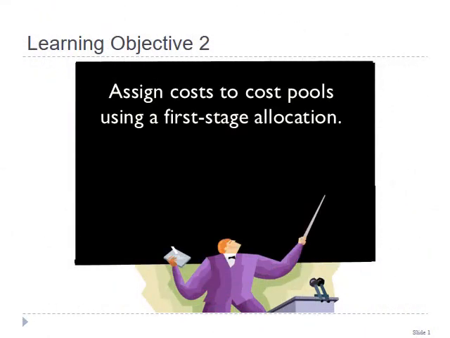So let's further continue our Baxter example, and from that one we are here at our learning objective 2, that is, assign cost to cost pools using first stage allocation. The name is a little bit fancy, but the implementation or calculation is very easy. So let's not waste our time and try to understand that.